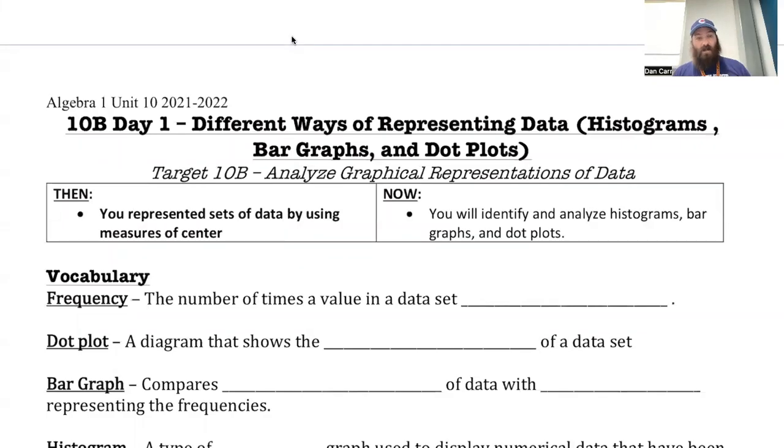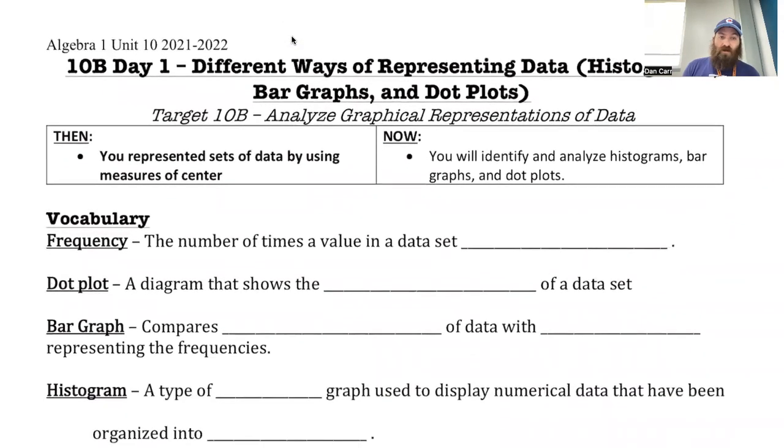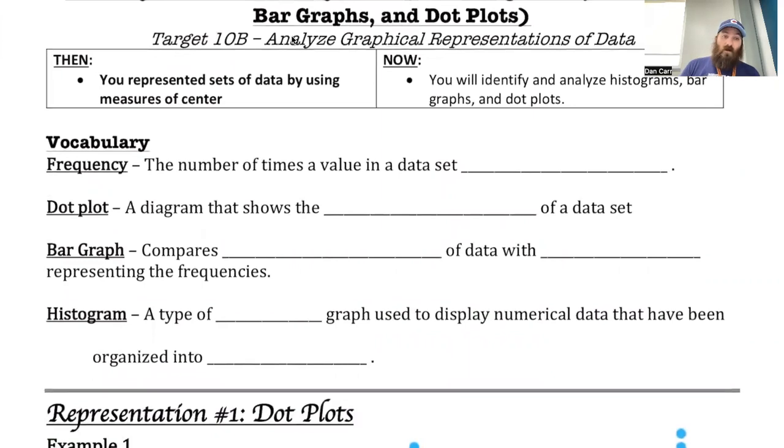Today, we're going to be talking about 10B Day 1, different ways of representing our data. So we talked about some of the main measures of center. Now we're going to talk about how to show that data in a variety of ways. Today, let's focus on three of them. First thing we want to do is let's talk about some vocab.